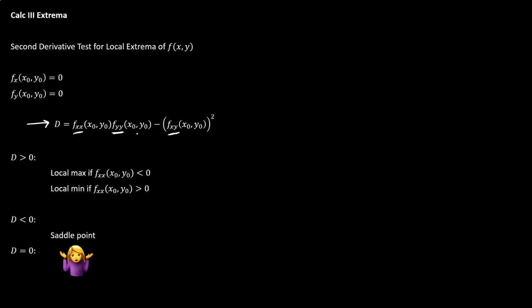If you're curious about where this comes from, chat with me in office hours. I'd be happy to show you where it comes from. You calculate this discriminant at each of your critical points, and then you check which of the three cases you have. If your discriminant is positive, you either have a max or a min. To figure out which one you have, you simply look at either one of your second order partials, either the second order with respect to x or the second order with respect to y. You don't look at the mixed partial here.